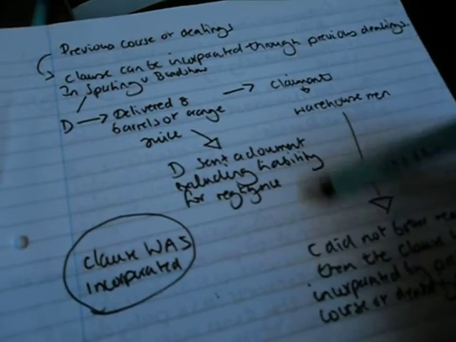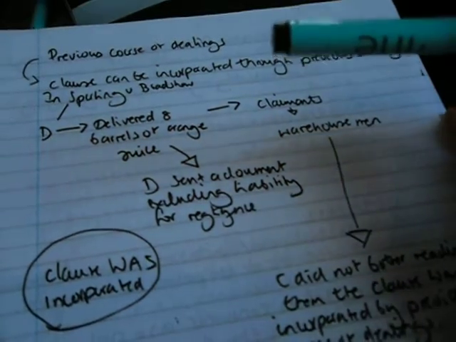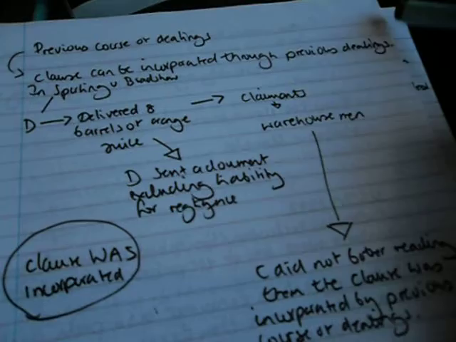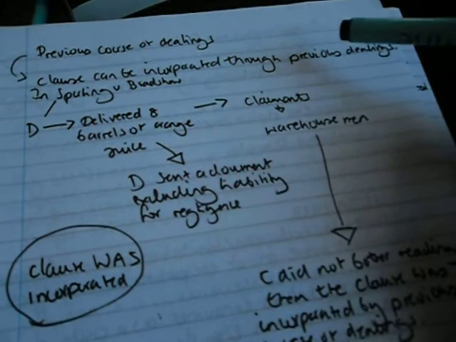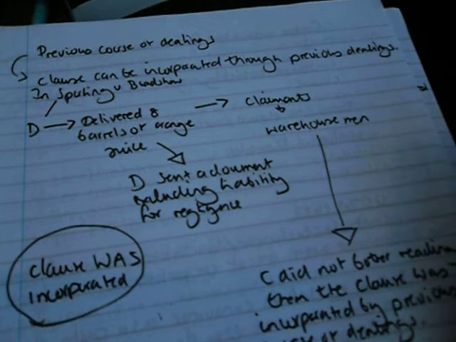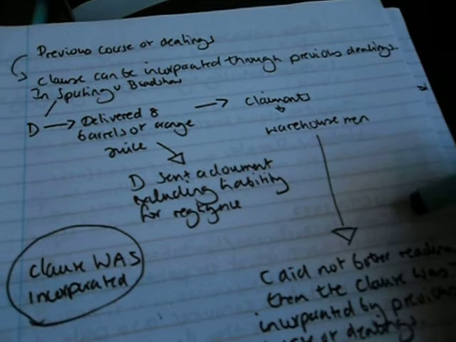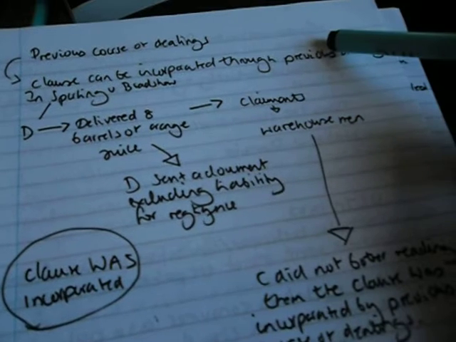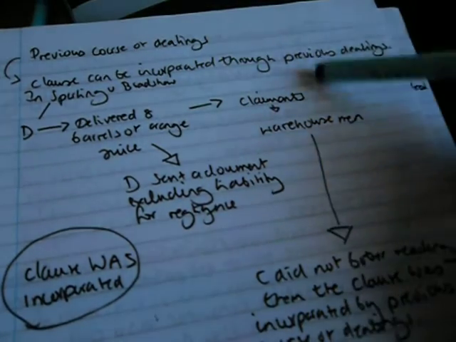This was a case in Sperling versus Bradshaw. So in Sperling versus Bradshaw, the defendant delivered barrels of juice, and the claimants were warehousemen. As you can see from the diagram, the defendant sent a clause which excludes liability arising from negligence. When some of the barrels were empty or damaged, the defendants successfully relied on the clause, and the clause was incorporated into the contract through a previous course of dealings. The claimants admitted that they knew there was a document which contained a clause, but they didn't bother reading it. So it was basically the fault of the claimant for not reading the clause. So it was incorporated here.